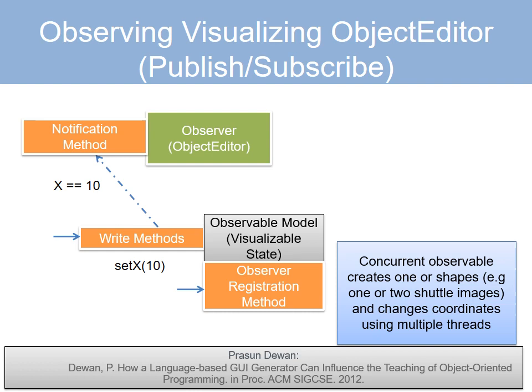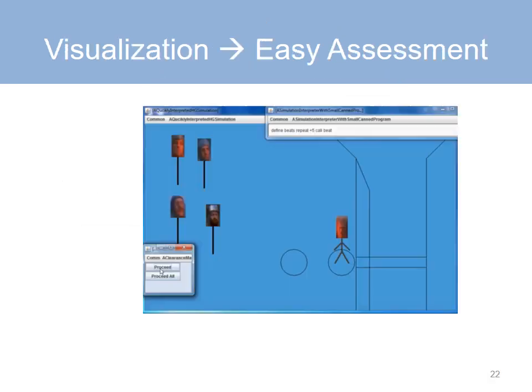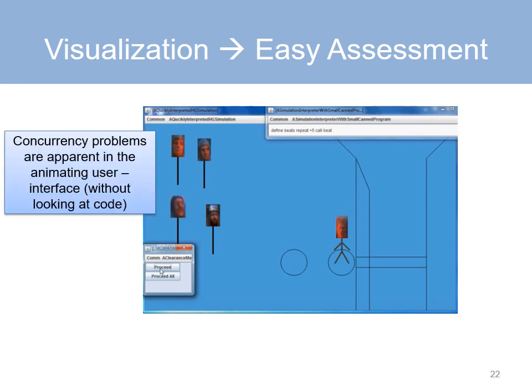Okay? And I teach this stuff in an object-oriented programming course, so they get to know about the design pattern also and get this concurrency stuff working. So object editor automatically displays shapes and moves them in response to observed actions. Okay, so like I said, it's exciting to students. And another good thing is that whether concurrency is working as expected is apparent in the user interface. You don't have to look at the code to figure out whether you've done the right thing.